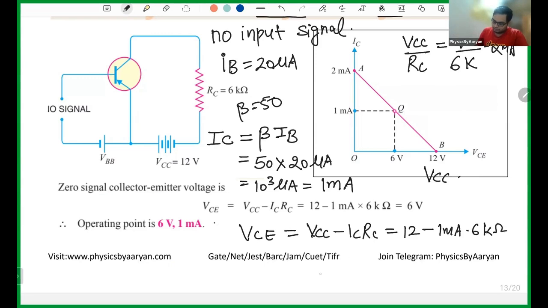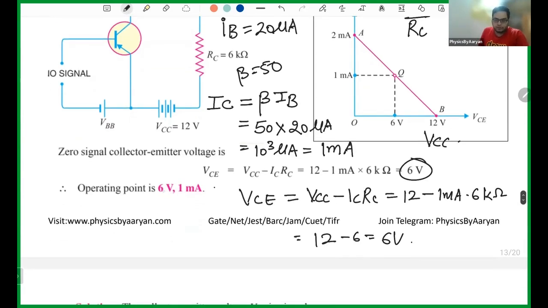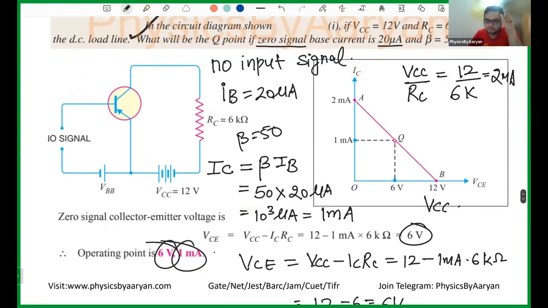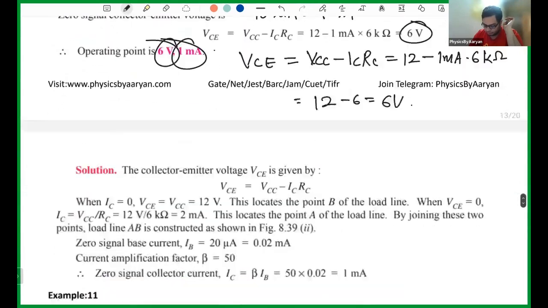Okay. So what is the value you get? 12 minus 6, which is 6 volt. So this is your answer. So what will be your Q point? Your operating point will be 6 volt and 1 milliampere. If someone asks what will be your collector current for operating this transistor, it will be 1 milliampere, and the operating point voltage will be 6 volt. So your operating point or Q point in this question is 6 volt, 1 milliampere. Okay. So this is how you calculate the operating point.